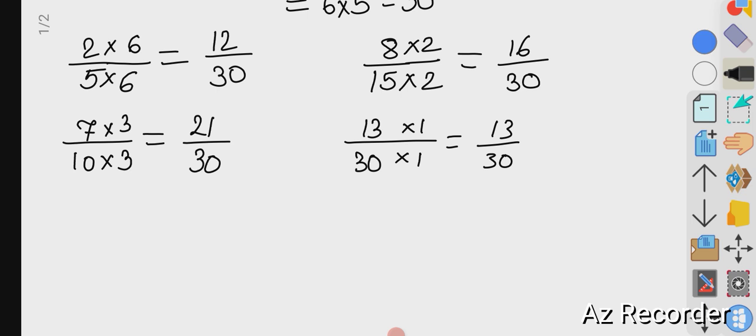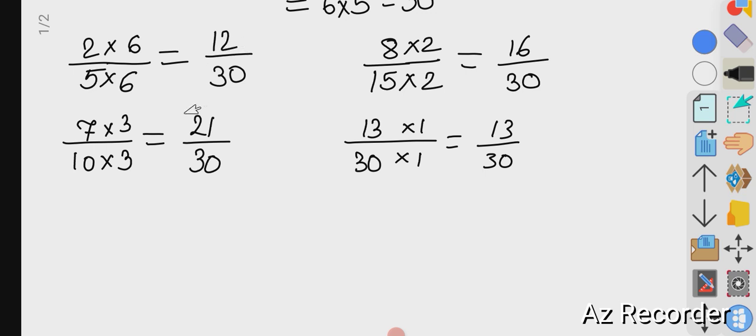So in order to arrange in the ascending order, the smallest will come first, then just bigger than the previous one, and then the greatest one. In this order we have to arrange. So firstly, to find the first rational number in this ascending order, we will look for the smallest denominator, sorry, smallest numerator.